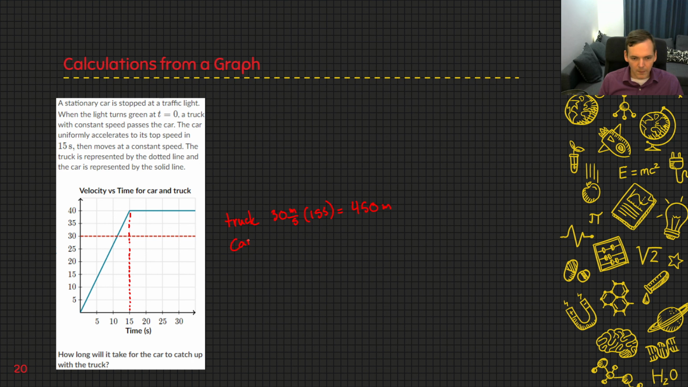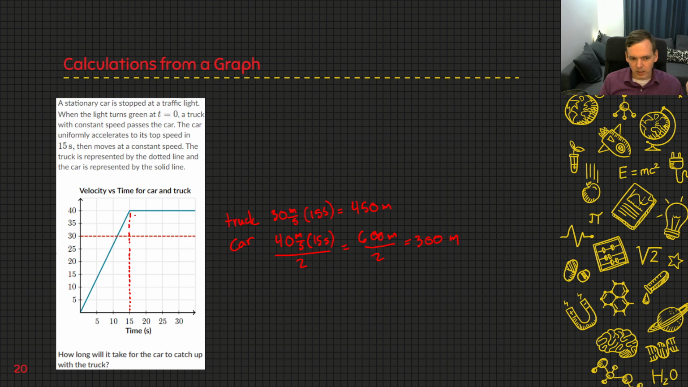The car has moved 40 meters per second times 15 seconds divided by 2, because we're calculating the area of this blue triangle. So 40 times 15 should give us 400 plus 200, that's 600 meters, divided by 2, which is 300 meters. So they haven't matched up yet.